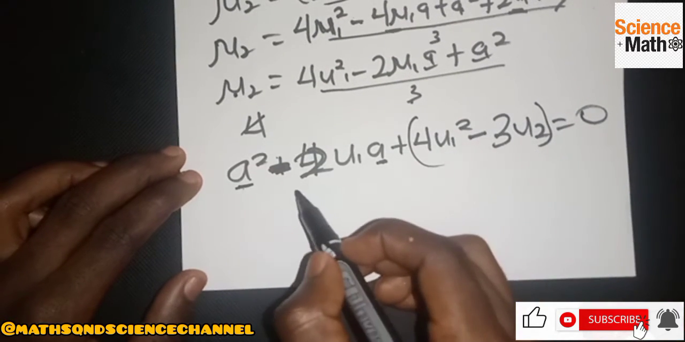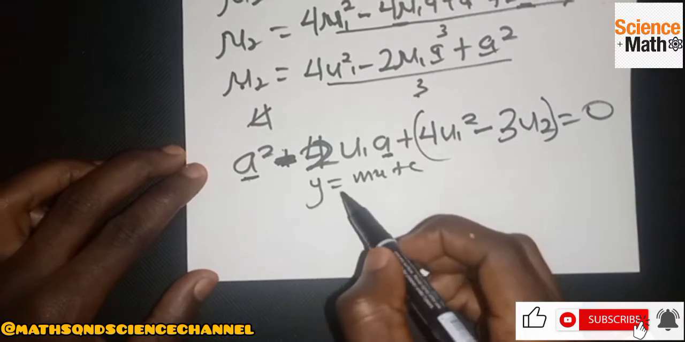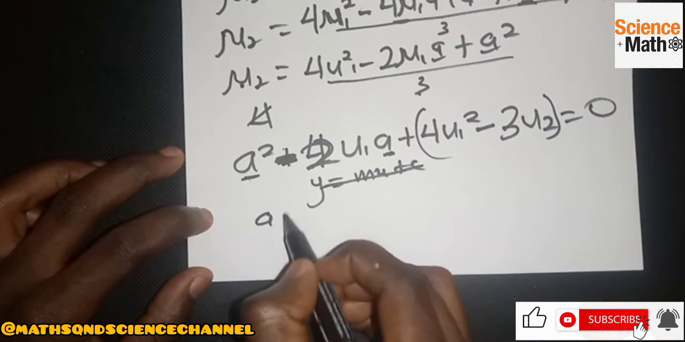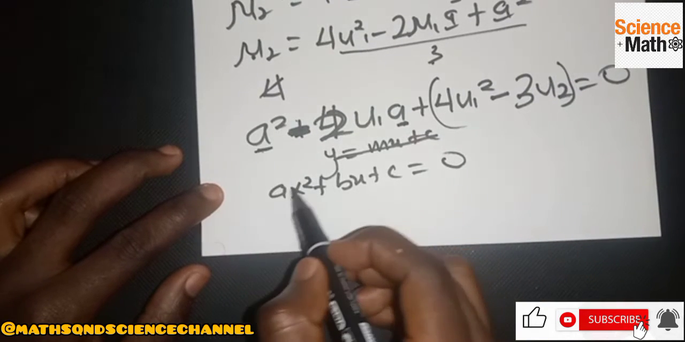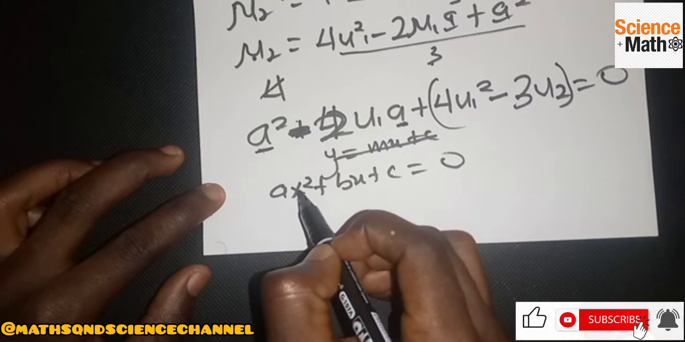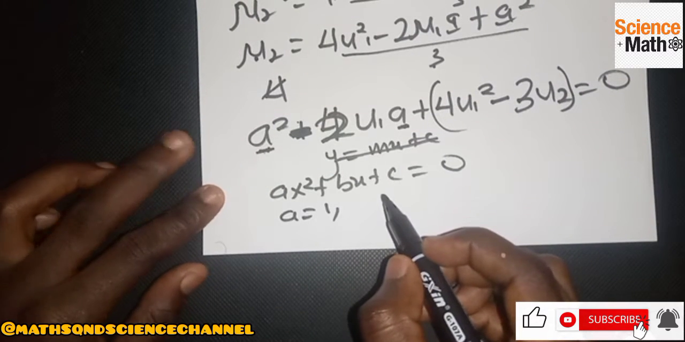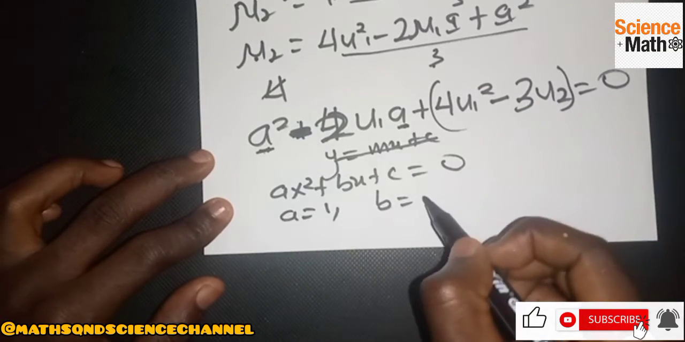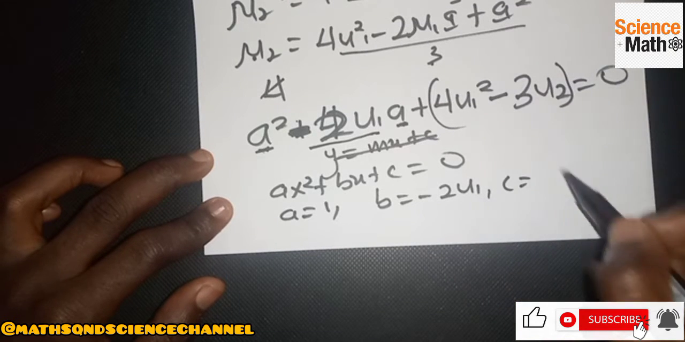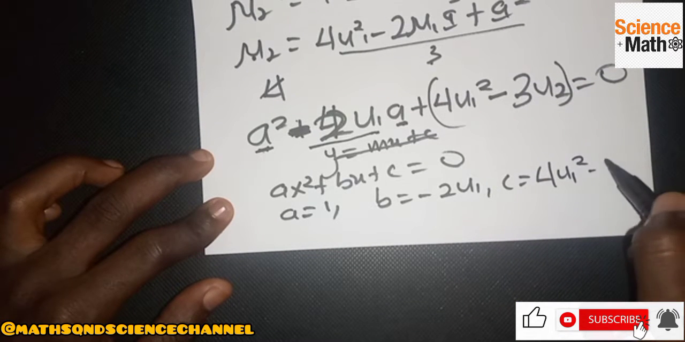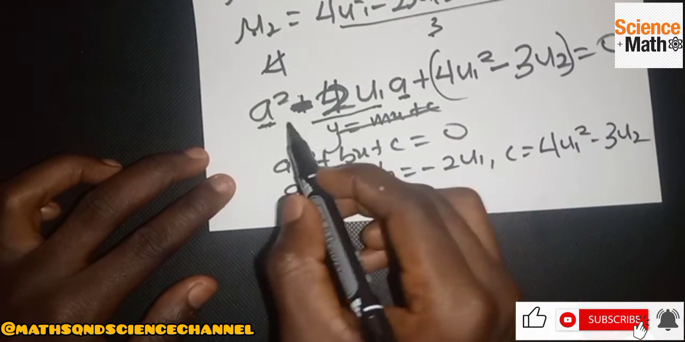So this looks like the equation of a straight line, y equals mx plus c. So from here we have ax squared plus bx plus c equal to 0, and from here you can see that the coefficient of x squared, which is just a, is 1 here, and then b is just negative 2 u1, and then c here will just be the constant, so u1 squared minus 3 u2 in this case. So how do we solve this?